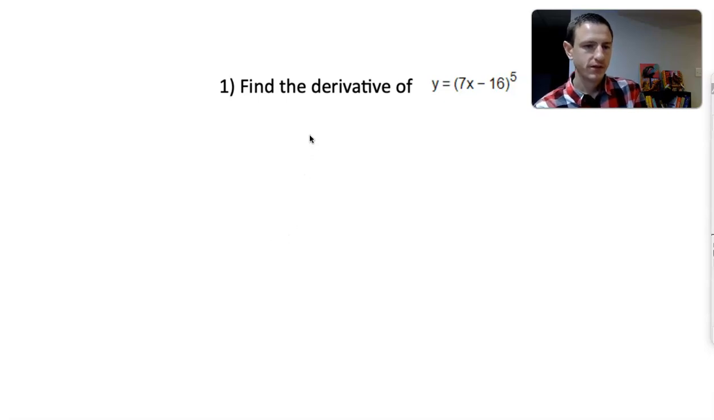Here we want to find the derivative of y equals (7x minus 16) raised to the fifth. So here we're going to use the chain rule, and here's why. Let's think about this as a composition of functions for a second.